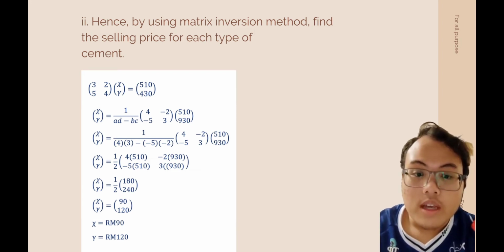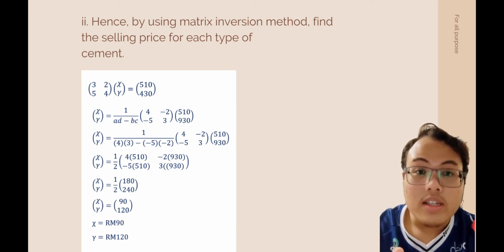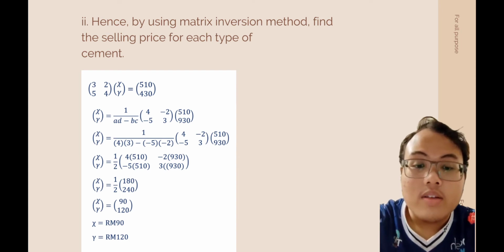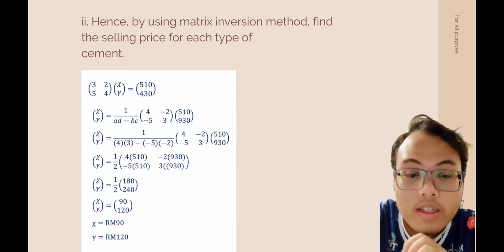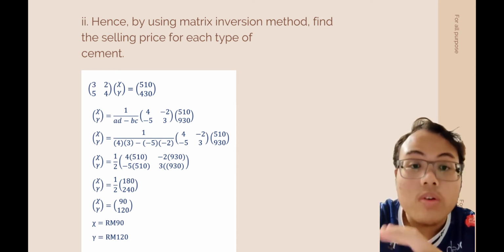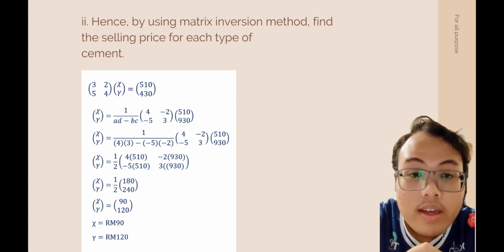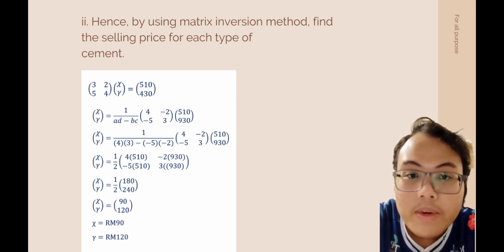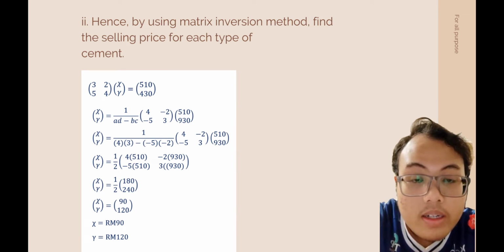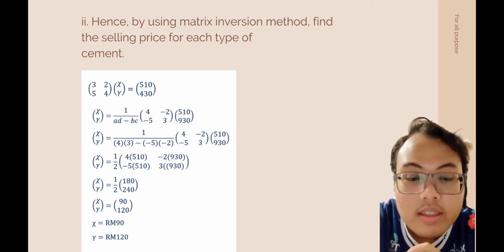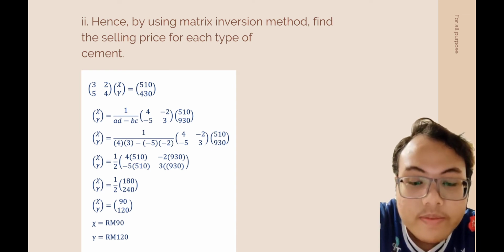The problem is to find the selling price for each type of cement by using the matrix inversion method. So, the first step to solve this problem is to create a matrix equation. The matrix equation is like this. And write a formula. So the formula is: [x y] equals 1 over AD minus BC times [D negative B, negative C A], and then enter the information into the formula.